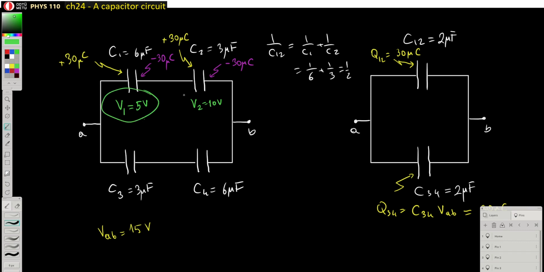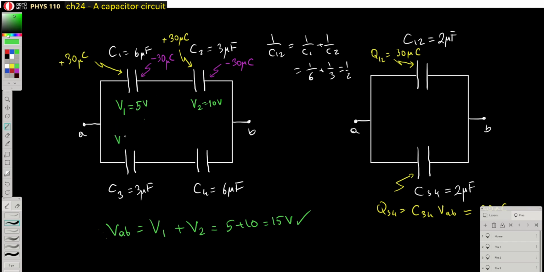So their sum, V1 plus V2, is equal to the total potential difference. So let me just write it down somewhere in here. So this VAB in here, so let me raise this. All right. So the potential difference VAB is equal to the potential difference on the first capacitor plus the potential difference on the second capacitor. So that's V1 plus V2. So that's 5 plus 10, that's 15 volts, just as we have expected.